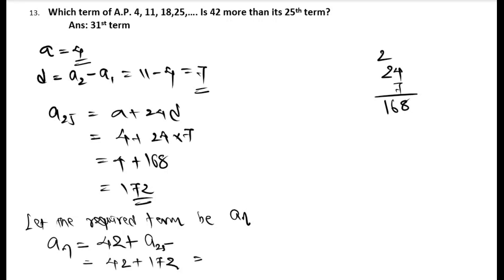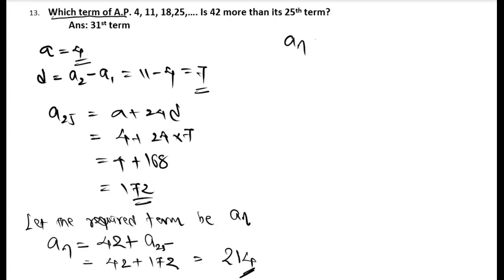So that is 214, right? 214. So we can find that term. I think we have found that term, but we have to find what is the number of that term. When they are asking here which term of the AP, they are asking the number of the term, right? So we can find the number of the term. I'll show you how to find.